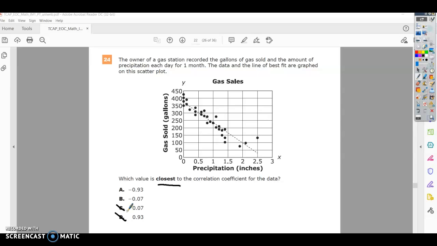So out of the two here, A says -0.93 and B says -0.07. Since these dots kind of fall along this line, I would think that the closest correlation would be -0.93. So your answer for number 24 is A.